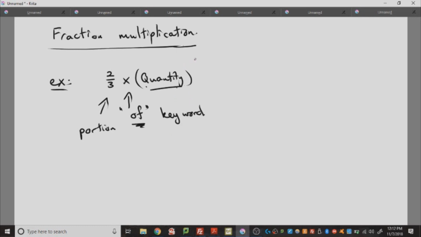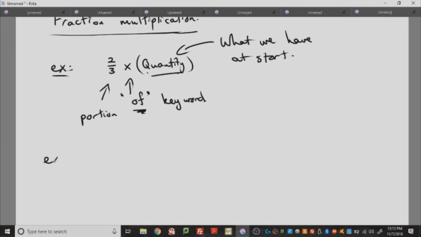So this quantity over there, the second number, is what we have at the start. And I'm taking a portion of that. What portion? The first fraction tells me that. So that is the intuitive understanding of the multiplication phrase, I'll say.